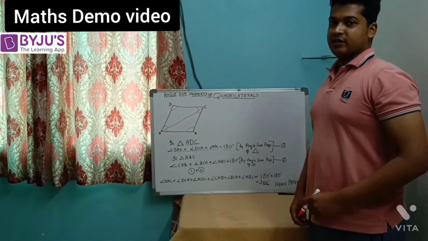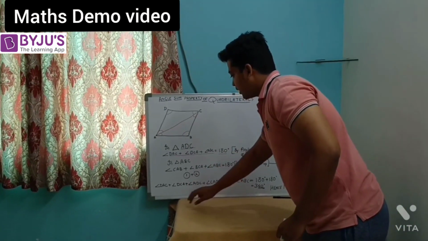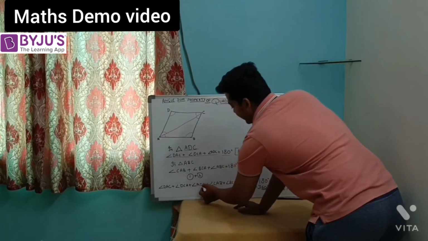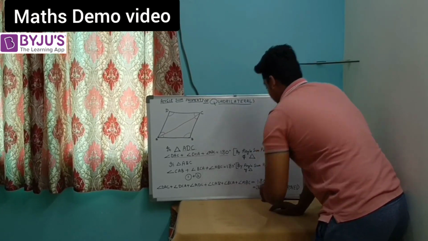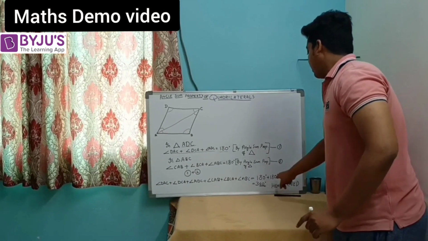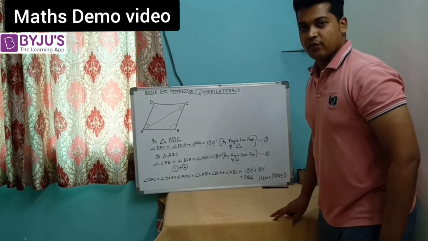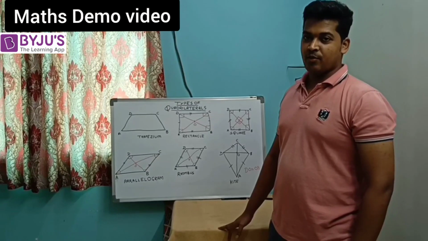We can add equations in maths. So, equation 1 plus equation 2. What we have here is angle DAC plus DCA plus angle ADC plus angle CAB plus angle BCA plus ABC gives us 180 degrees plus 180 degrees. It gives us 360 degrees. Hence proved.